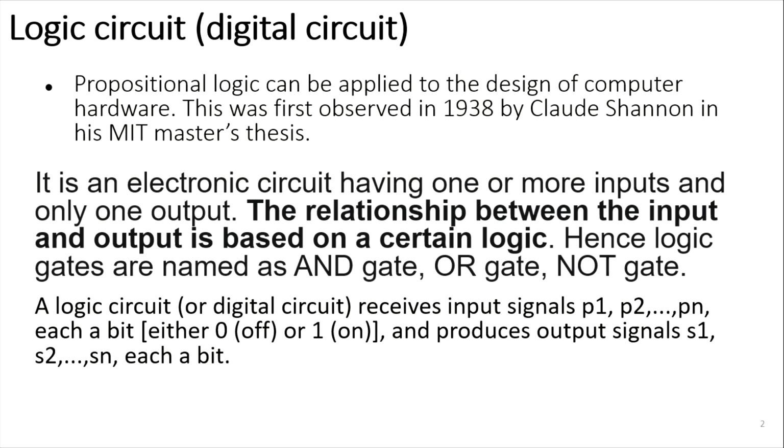A logic circuit or digital circuit receives input signals, say P1, P2, up to Pn, each a bit, either 0 or off, or 1 or on, and produces output signals S1, S2, up to Sn, each a bit.